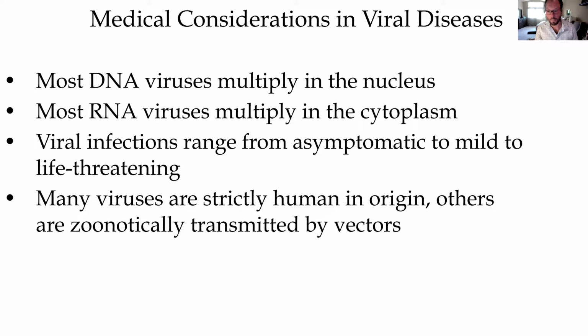Some viruses are strictly human in origin, so it means you can only get it from humans, like HIV. Others are zoonotically transmitted. So remember, zoonotic or zoonoses is infectious disease from animal vectors. Okay, so think of West Nile virus or dengue virus. Those are viruses that come specifically from arthropods, mosquitoes, okay?